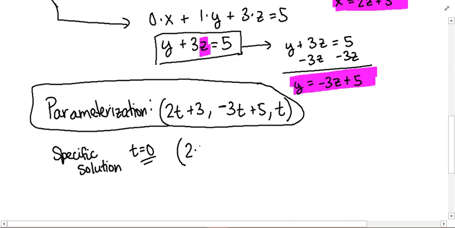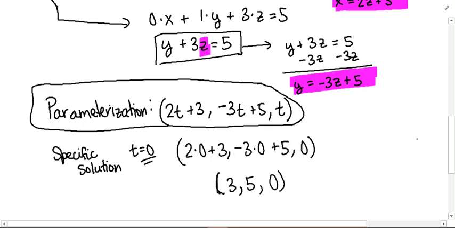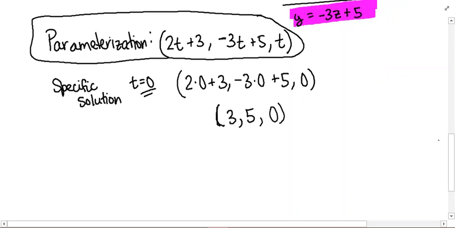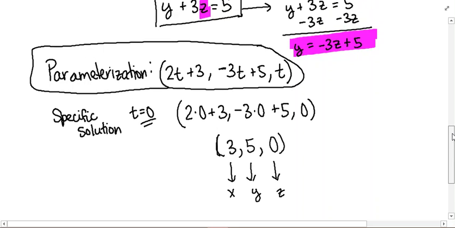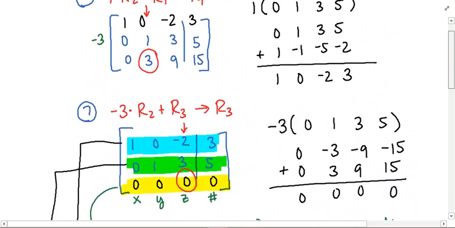So if we plug this into our ordered triple, everywhere you see a t, put a 0. Simplify, this is going to give us 3, 5, and 0. So this is one solution of the infinitely many to the system of equations. If your x value is 3, your y value is 5, and your z value is 0, that will work. And the great thing is you can check yourself. Let's see if 3, 5, 0 actually works.